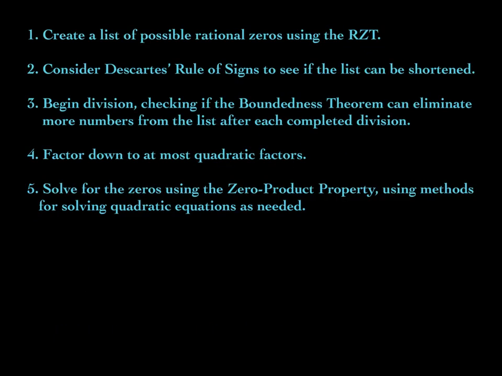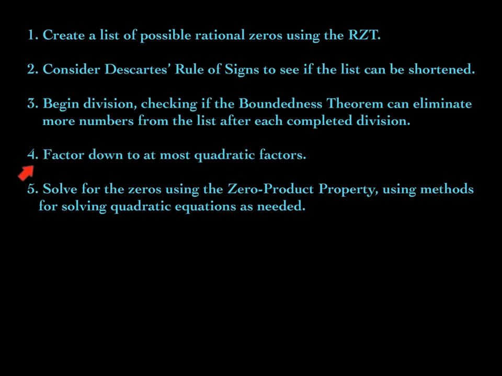Before we look at the last example, I thought you might appreciate some steps since this section has been really lengthy. So here we go. What we do is we create a list of possible rational zeros using the Rational Zeros Theorem. Then you may want to consider Descartes' Rule of Signs to see if the list can be shortened. Begin synthetic division, okay? While you're doing synthetic division, keep your eyes open to see if the Boundedness Theorem can eliminate more numbers from the list after each completed division. So in other words, look out for upper and lower bounds.